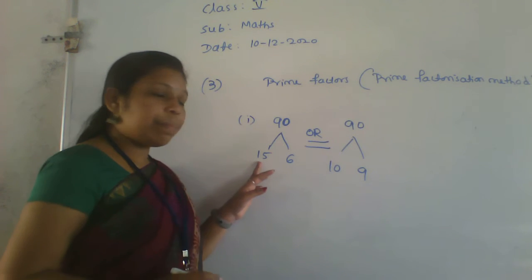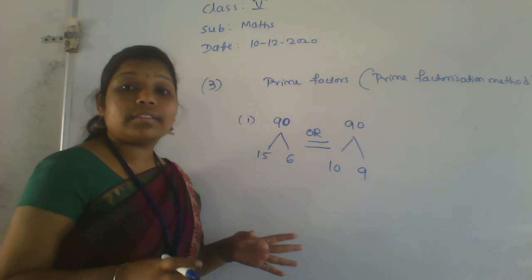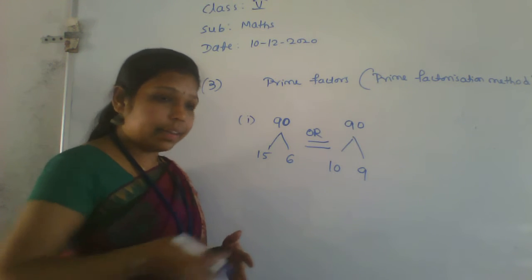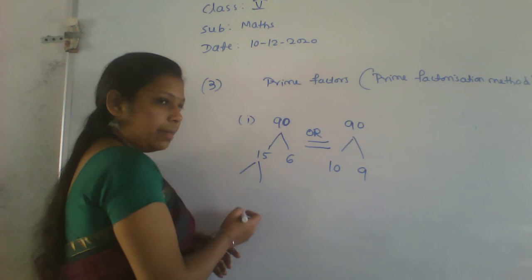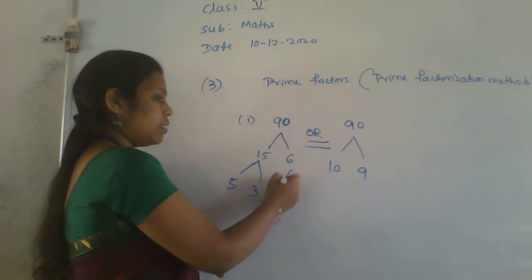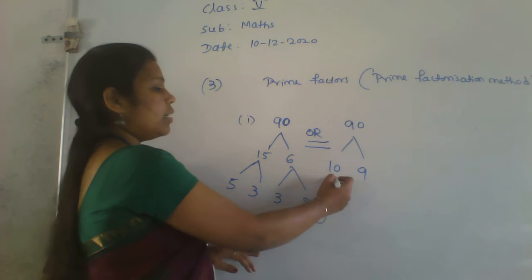Is 15 a prime number? No. Is 6 a prime number? No. We want the answer as prime numbers here. Okay. For that reason, divide again. Divide these two again. Here 5 3s are 15. Next here 3 2s are 6. Okay. Here you can write down.